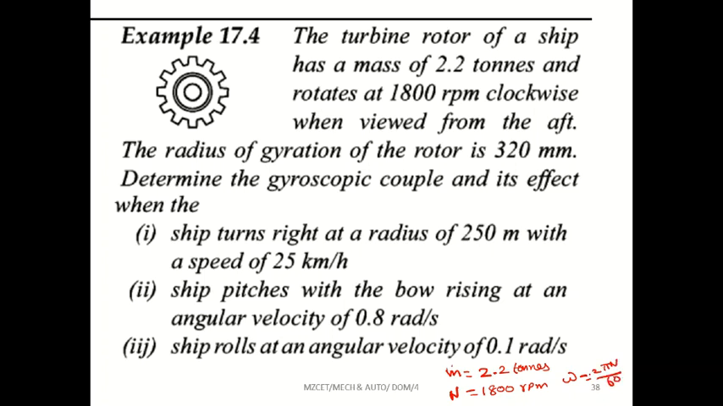What have they given? They have given the radius of gyration of the rotor as 320 mm. So they have given the k value, 320 mm, that is 0.32 meter. They are telling us to find out the gyroscopic couple. First condition, the radius of rotation is 250 meter towards right.